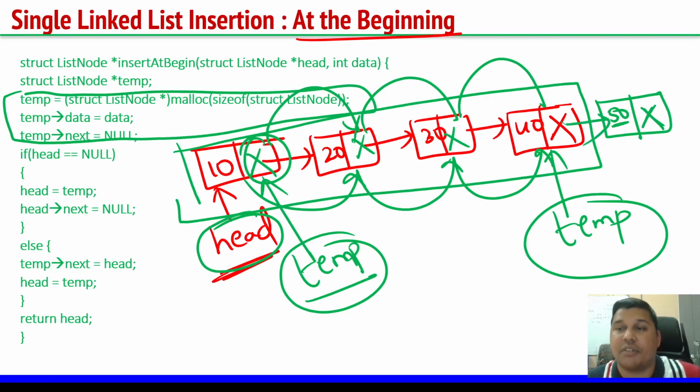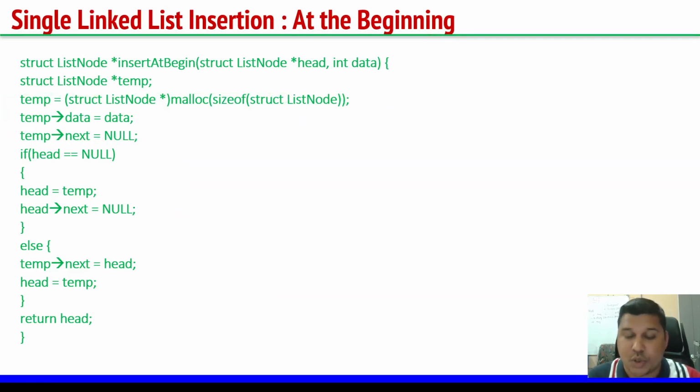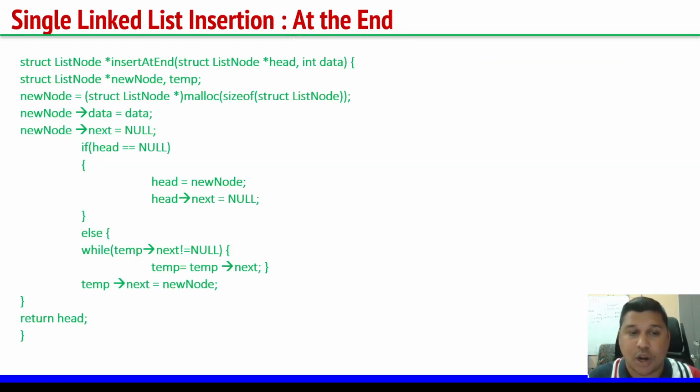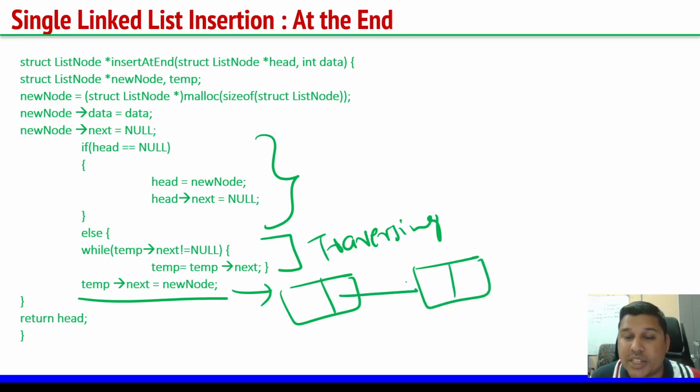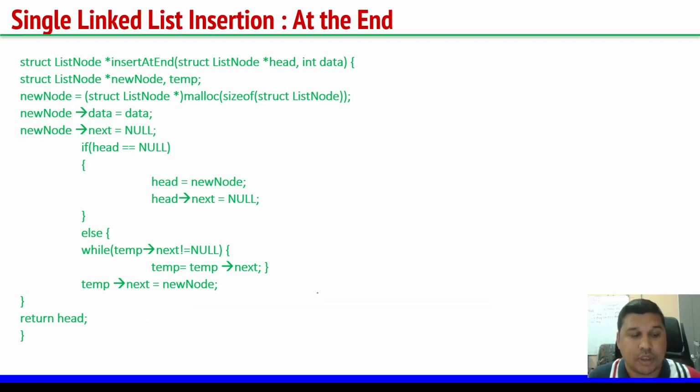From here, just form this connection, that is temp next equal to new node. I hope you understood now how to add a new element. This is just a check: if the list is empty, you have to point it null. But these two lines are for traversing and this single line is just to attach that last node with the new node. To form this connection, this one step is enough.